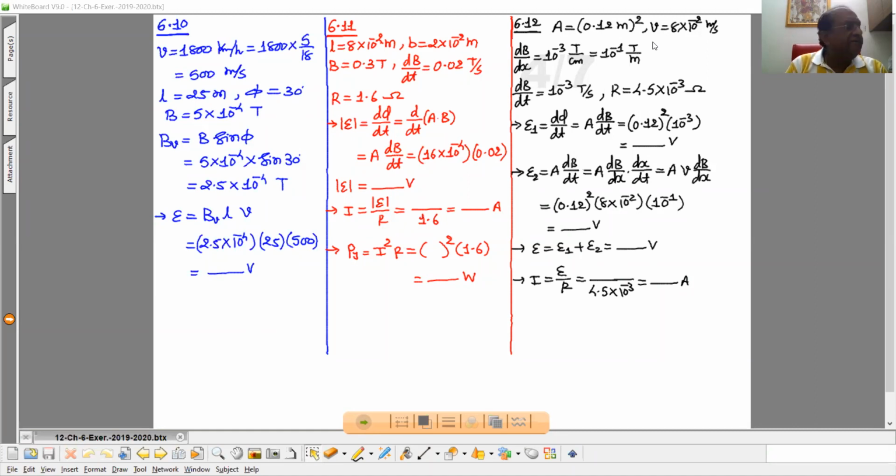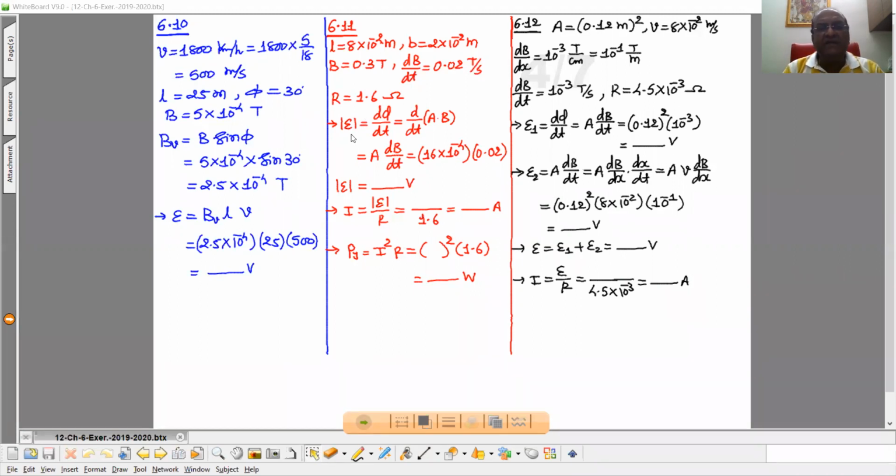Okay. Now see, here the loop that we have to consider, which is given to you in example 6.4, implies that length and breadth for that particular rectangular loop are 8 centimeter and 2 centimeter. So length is 8 into 10 raised to minus 2 meter, breadth is 2 into 10 raised to minus 2 meter. Magnetic field is 0.3 Tesla, and the rate of change is 0.02 Tesla per second. Resistance of the loop is 1.6 ohm.